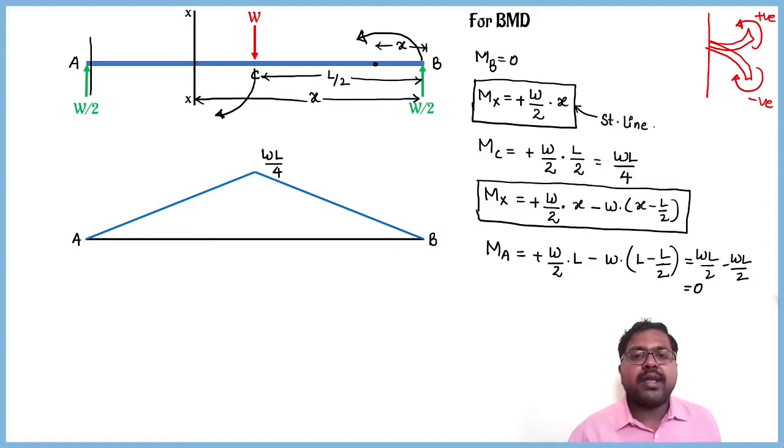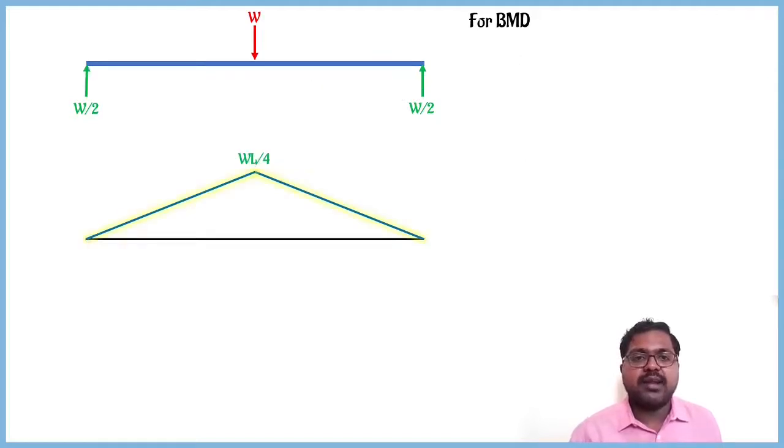This is the bending moment diagram. If you simplify it, it will look like this. So maximum bending moment value will be equal to WL by 4, which is at the center point where shear force is going to become 0 and suddenly spikes up.